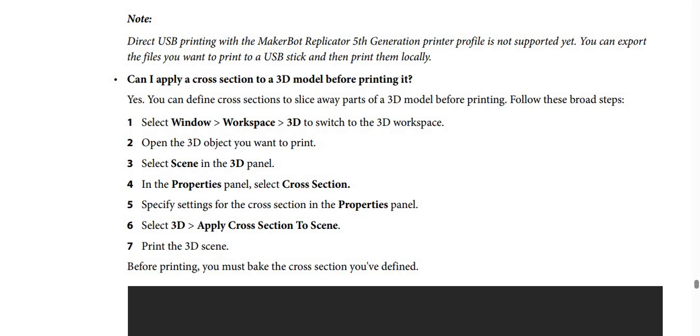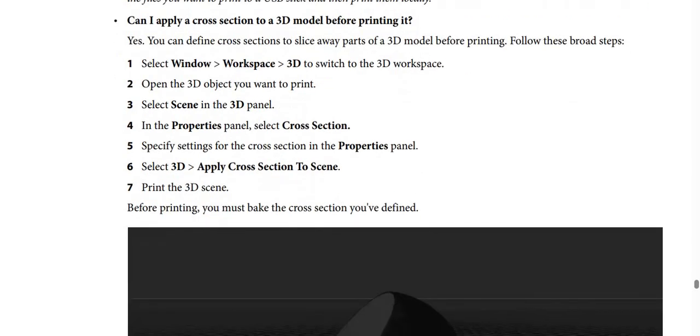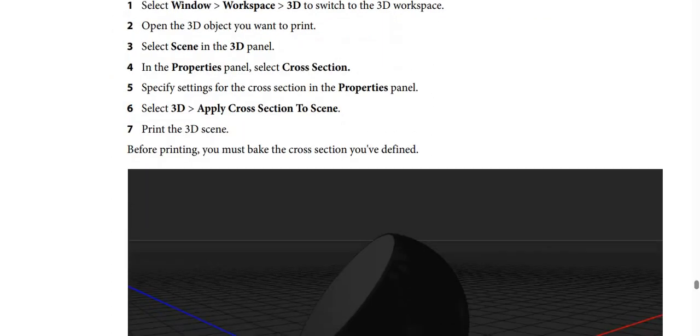Step number 4, in the properties panel, you should select cross section. And step number 5, you should specify settings for the cross section in the properties panel. Step number 6, you should select 3D, then select apply cross section to scan. Step number 7, you should print the 3D scan.